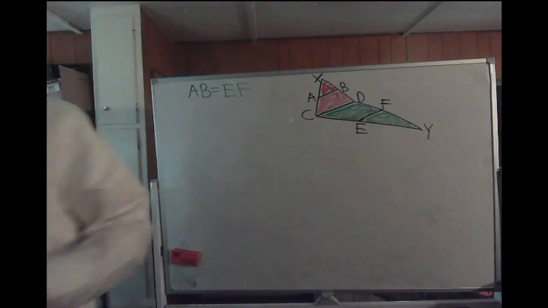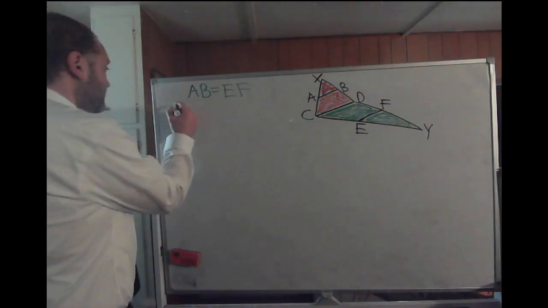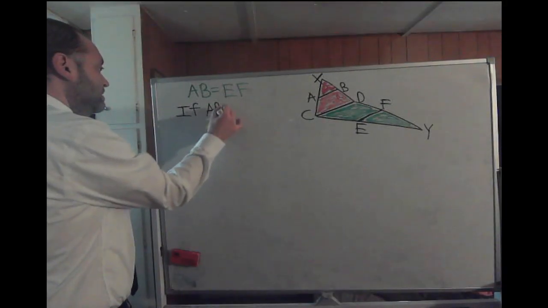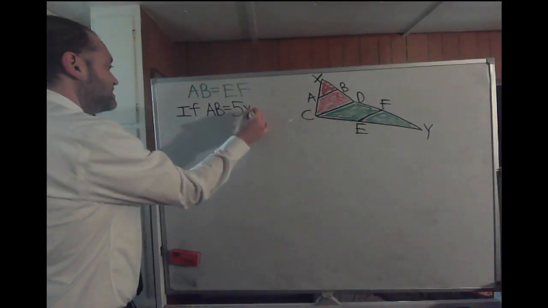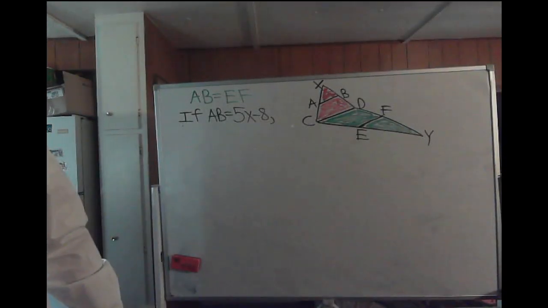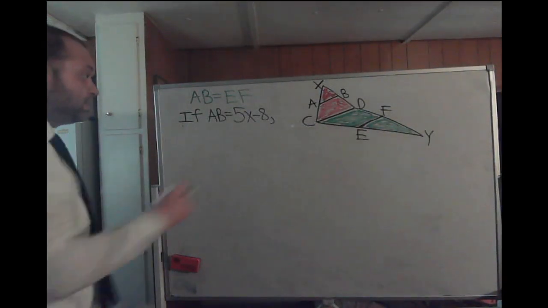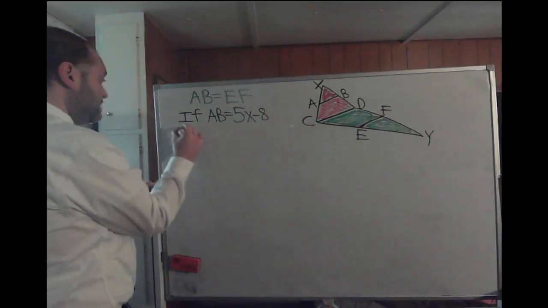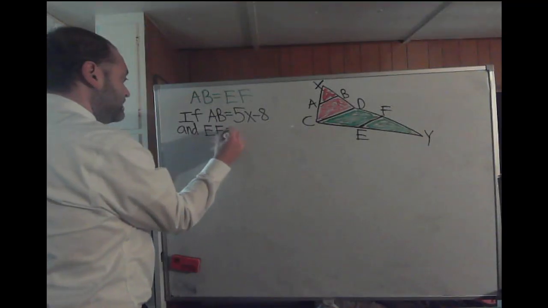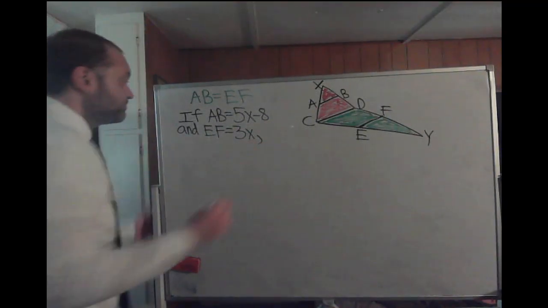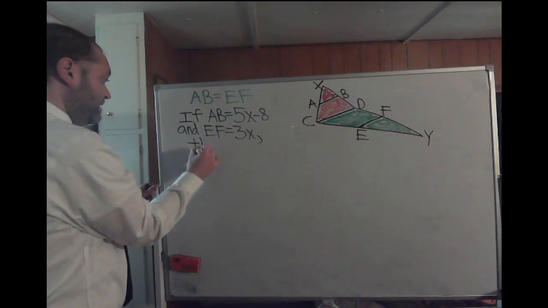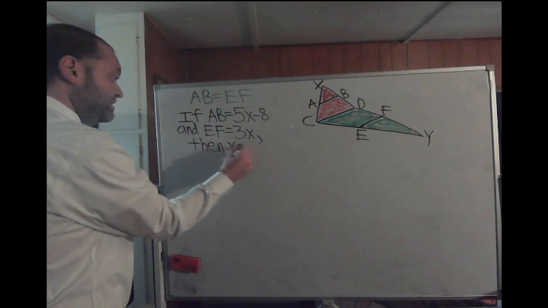Alright, so what's the next one? If AB equals 5x minus 8, and EF equals 3x, then x equals what?